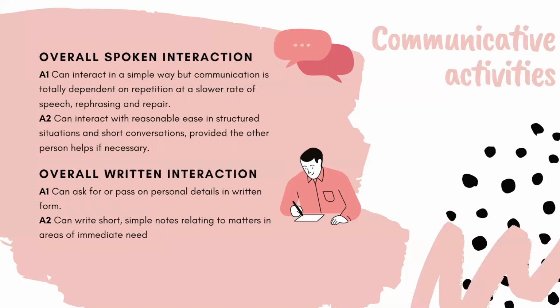A2 users can interact with reasonable ease in structured situations and short conversations, provided the other person helps if necessary. They can understand enough to manage simple interactions without undue effort. While writing, A1 users are able to give basic information and to write short notes. A2 users can write simple personal letters and messages relating to matters in areas of immediate need.